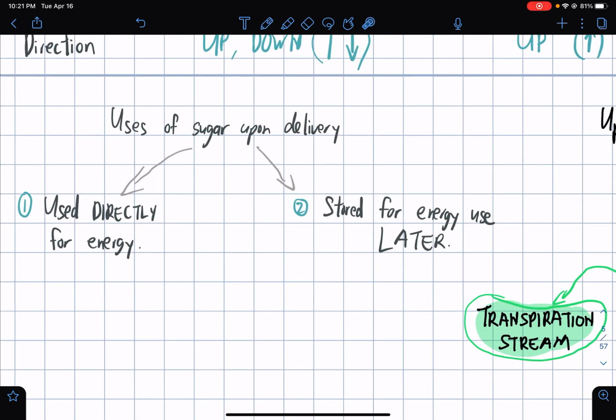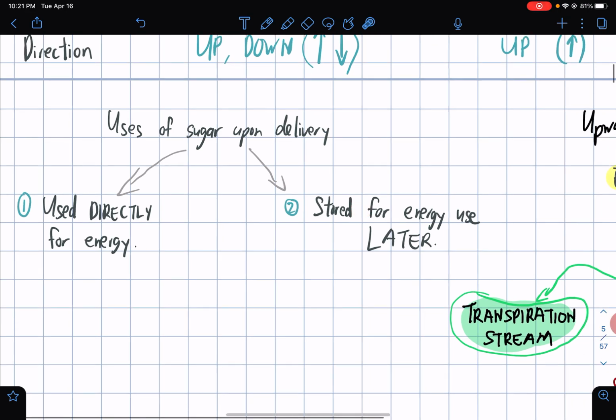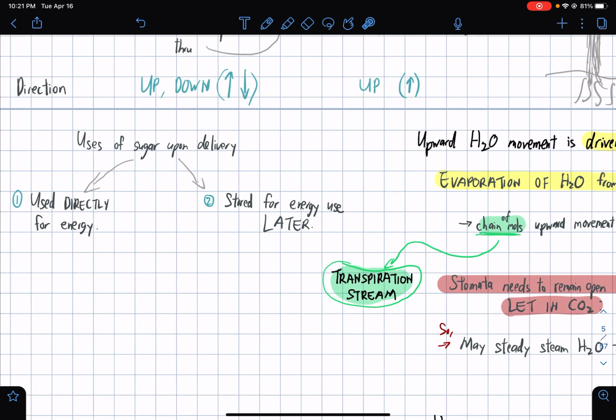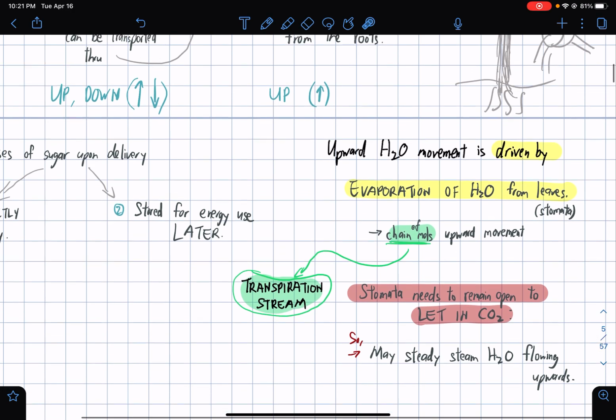So continuing on, uses of sugar upon delivery. This is related to translocation. It's used in two ways: one is direct use for energy, and one is for storage. So it's easy to memorize and understand.